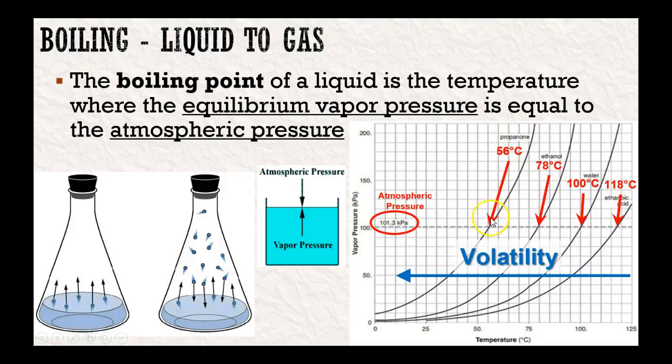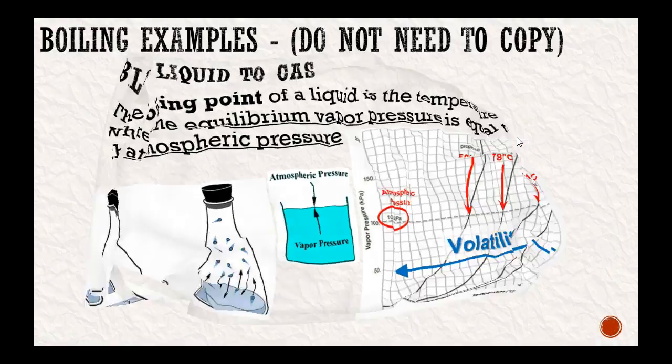This one is more volatile. It goes into the air quicker than this one, which goes into the air quicker than this one, which goes into the air quicker than this one here. This is the most volatile. This is the least volatile. This one enters the air slowest. This one quickest. So you don't need to copy this down, just some examples of how this boiling point is flexible.